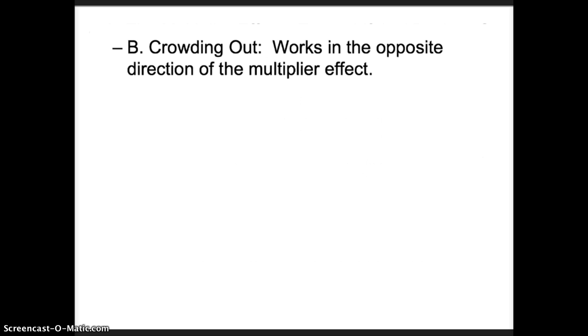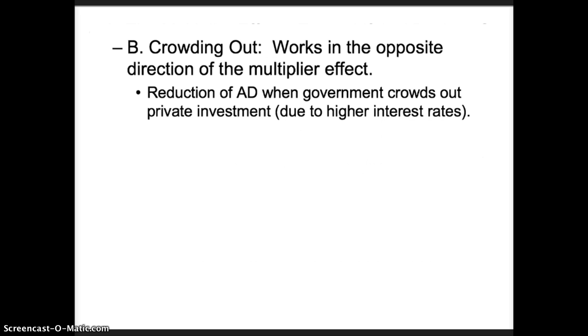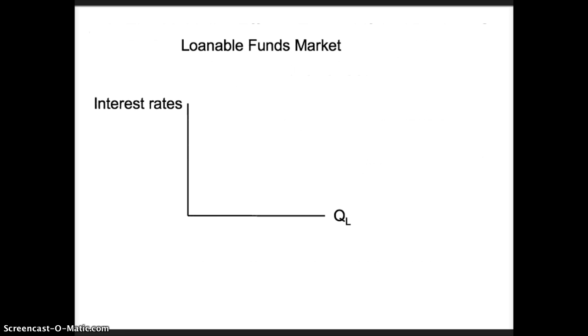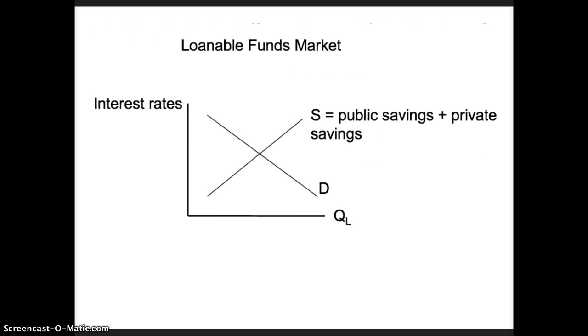Crowding out works in the opposite direction of the multiplier effect. Rather than increasing aggregate demand, crowding out is the reduction in aggregate demand when government crowds out private investment due to higher interest rates. Remember the market for loanable funds discussed in Chapter 8. Interest rates on the vertical and the quantity of loanable funds on the horizontal. The demand curve represents borrowers and the supply curve represents savers.